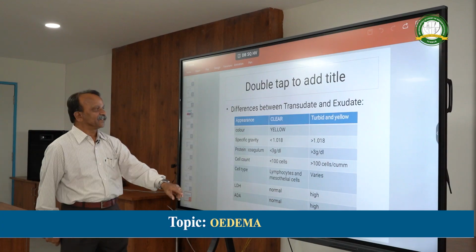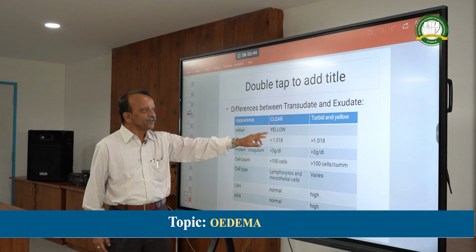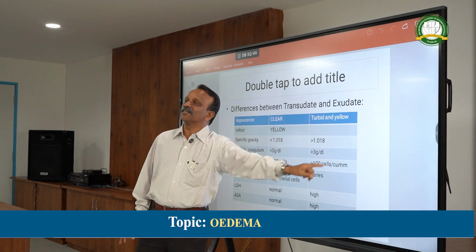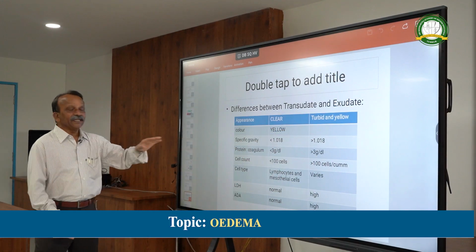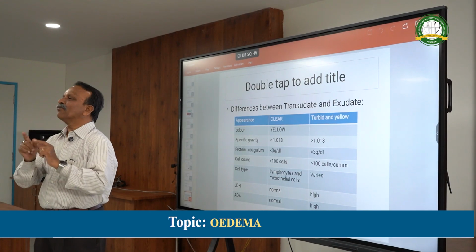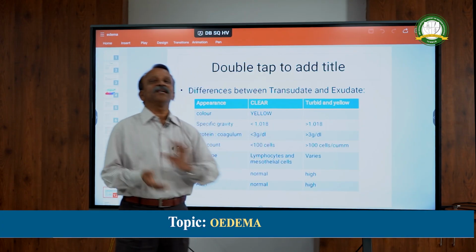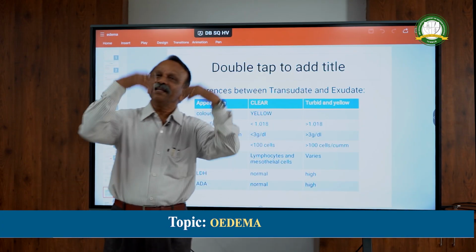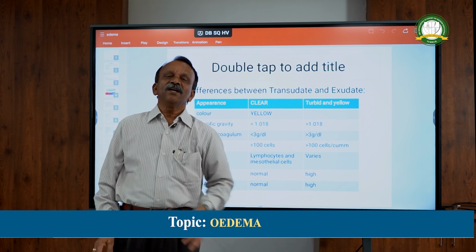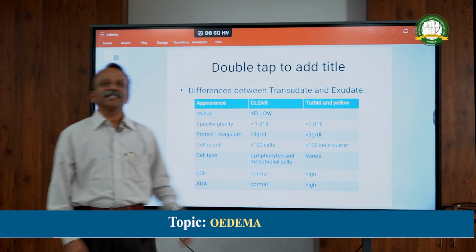So, what is the difference? First is color. In case of transudate, it is clear or yellow, whereas in case of exudate, it is turbid and yellowish in color. Then coming to the specific gravity, for transudate it is less than 1.018. Whereas in case of exudate, it is more than 1.018. Why is there an increased specific gravity in the exudate? It is because of a larger amount of cells present in the exudate when compared to the transudate.